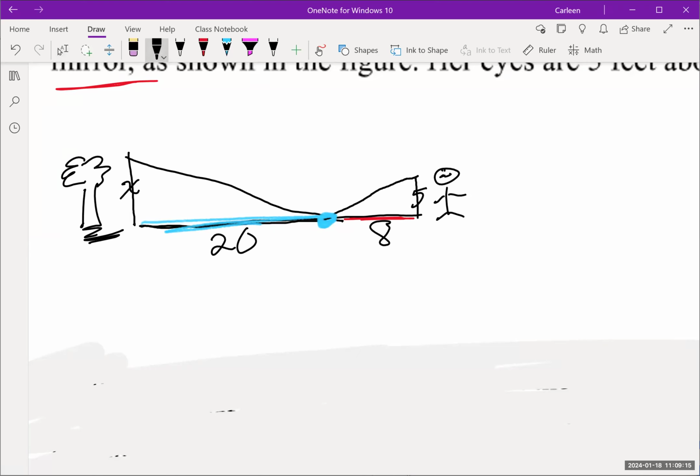Now we need to write a proportion. With this one, the easiest proportion, can you see that it just lends itself to X over 20 equals 5 over 8? Can you see how the proportion just comes right out? It's vertical to horizontal, vertical to horizontal. Awesome. All right, thanks for hanging in there. And what do we do next?